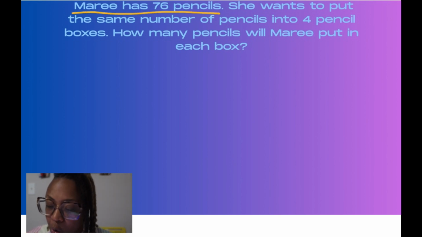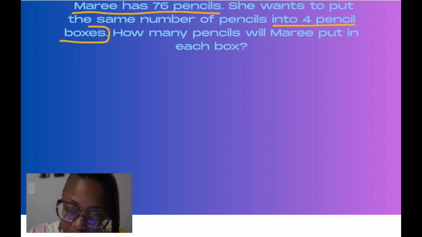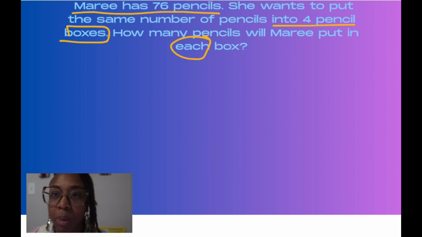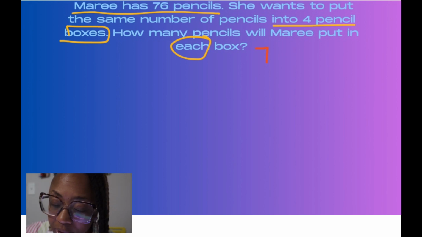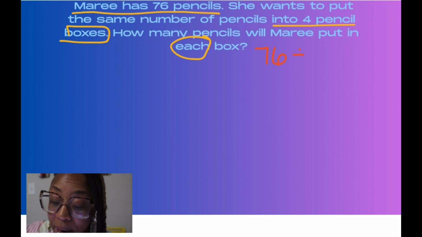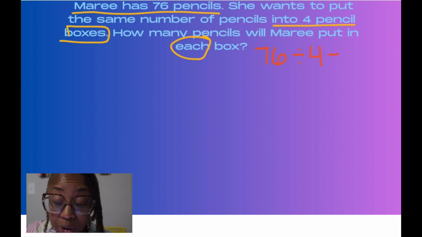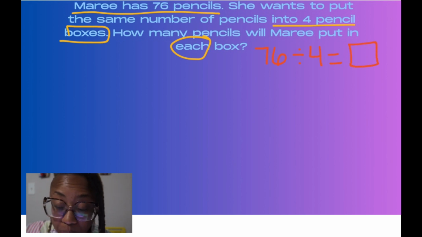So, okay, I have my total, it seems. She wants to put the same number of pencils into 4 pencil boxes. How many pencils will Marie put in each box? So each is my operative word. My number sentence should look like this. I have my dividend, which is my total number of objects, the 76 pencils. And I have my divisor because my divisor is the boxes I am housing or splitting these 76 pencils into. But what I do not know is how many pencils are going to go in each box. So that is what I'm trying to find.